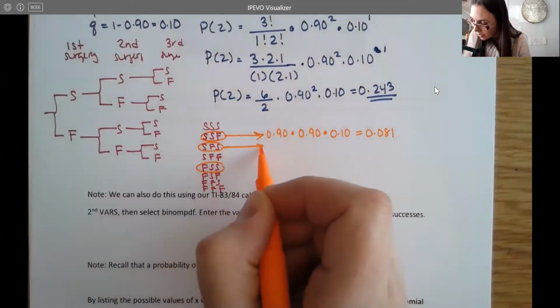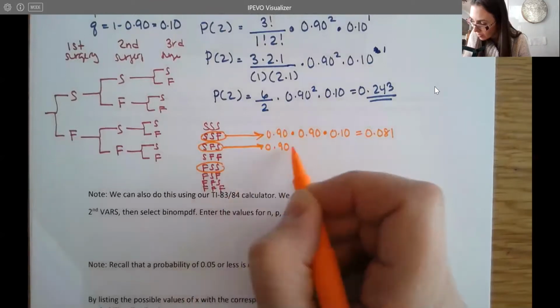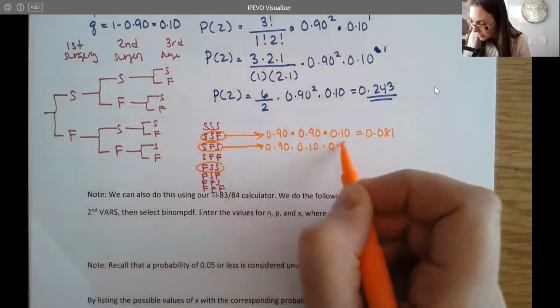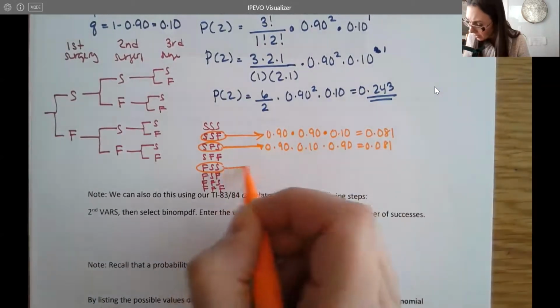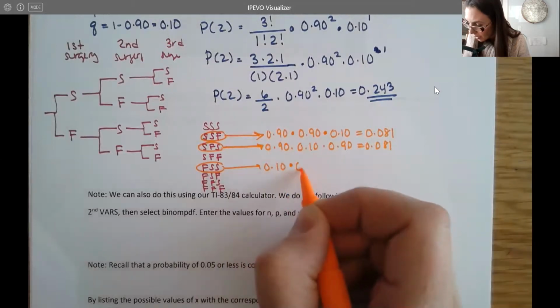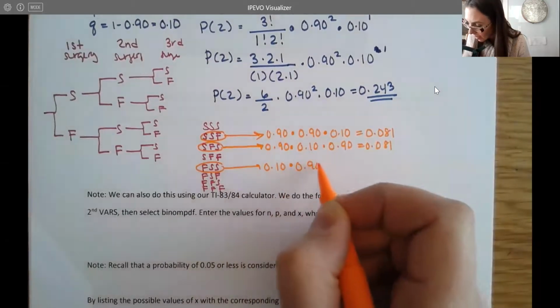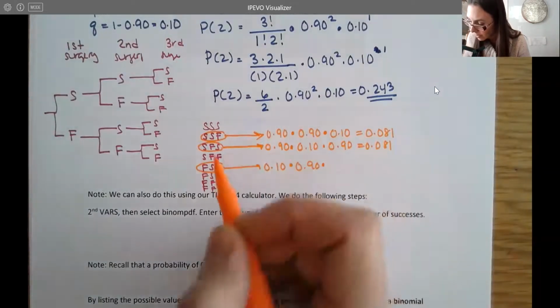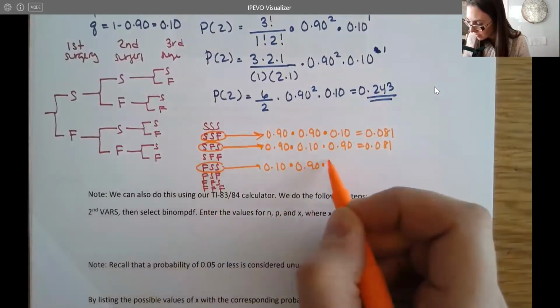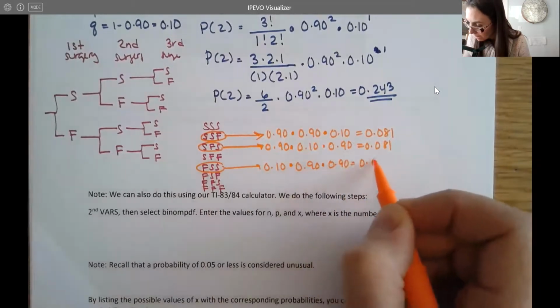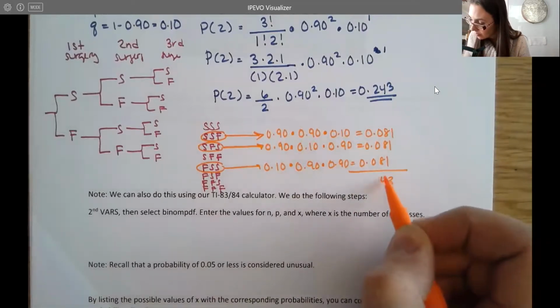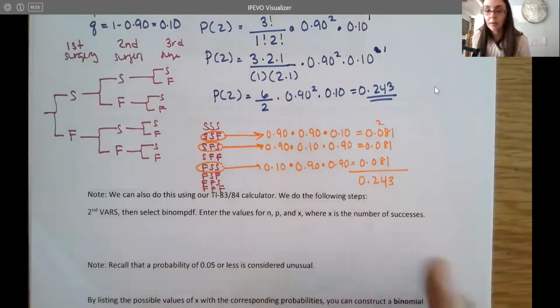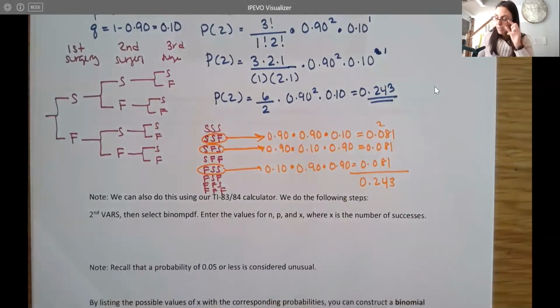And I'm going to do the same thing here. Probability of success is 0.90, probability of failure is 0.10, probability of success is 0.90, and I get that same result. And then finally here, probability of failure is 0.10, probability of success is 0.90. So again, these probabilities get multiplied because we have this and idea: failure and then a success and then a success. And then finally, if I add up these 3 things, I have 0.243.